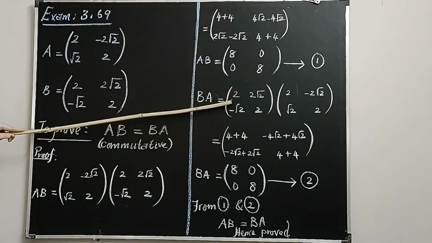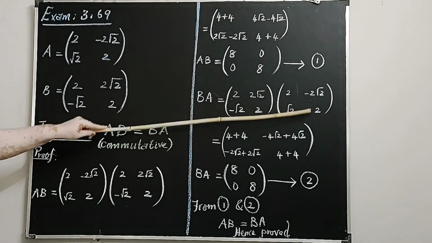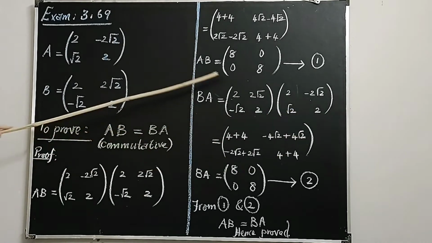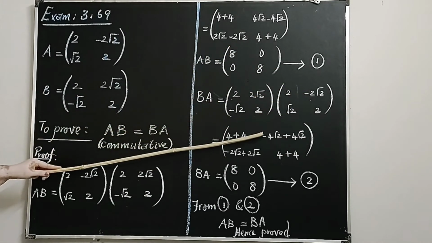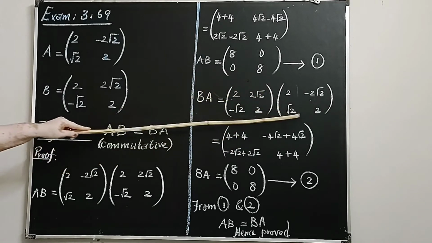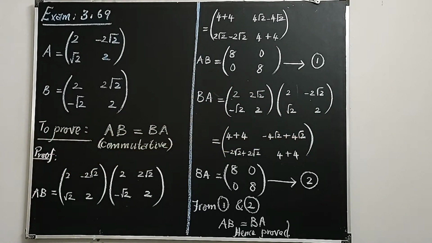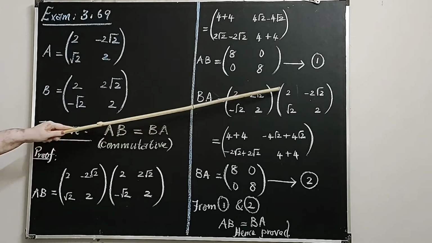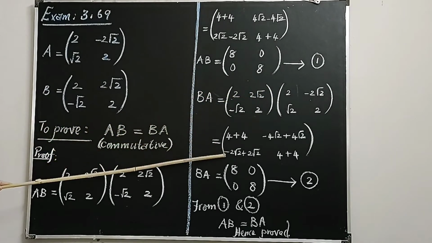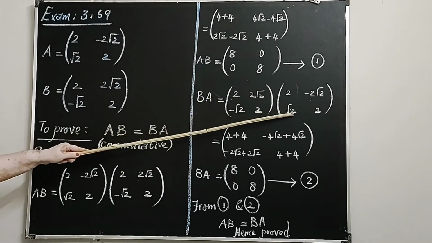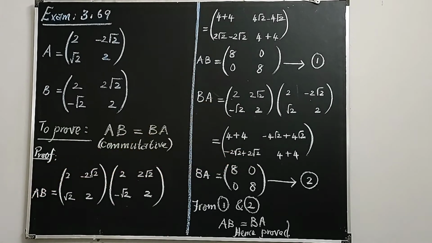Then second row, first row into this. That is 2 into 2 root 2 is plus 4 root 2. 2 into minus 2 root 2 is minus 4 root 2. 2 root 2 into 2 is equal to plus 4 root 2. Then second row into first column. 2 into minus root 2 is minus 2 root 2. 2 into root 2 is equal to plus 2 root 2.